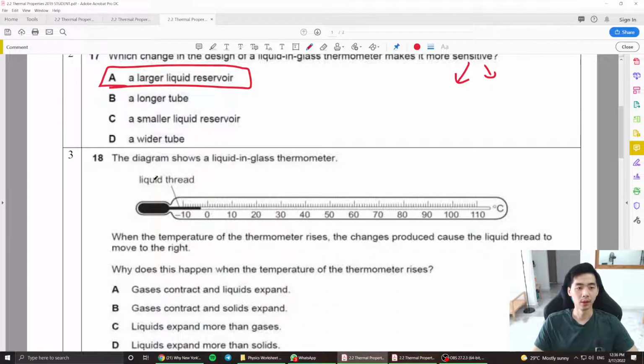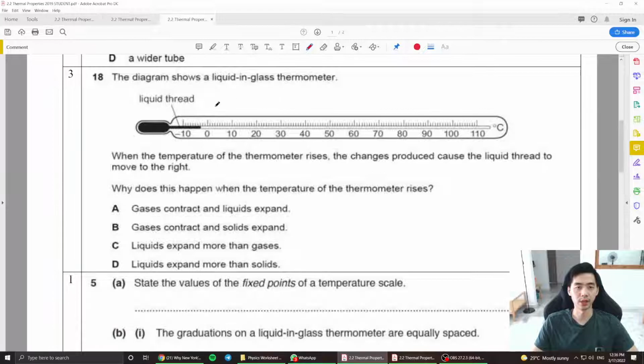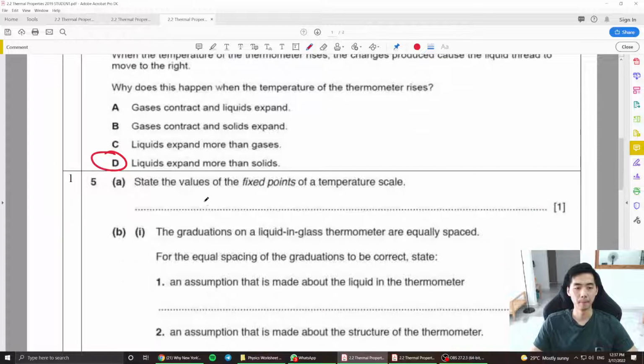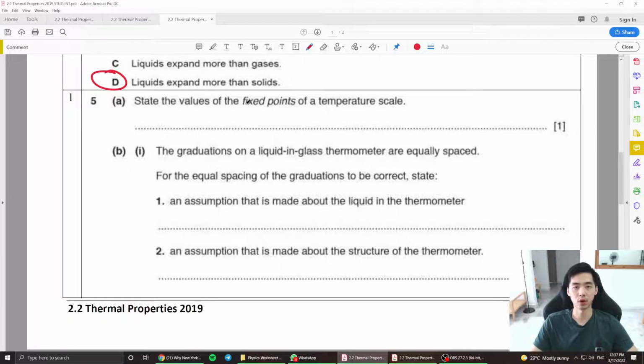Alright. Then the diagram shows a liquid in glass thermometer where, as the temperature of the thermometer rises, the change causes the liquid to move towards the right. Why does this happen when the temperature of the thermometer rises? Obviously the liquid is going to expand in this case here, right? It expands more than your solid here. Anything else is not logical, right? Then state the value of the fixed points of a thermometer. Yet again, it's supposed to be 0 degrees Celsius and also the 100 degrees Celsius.